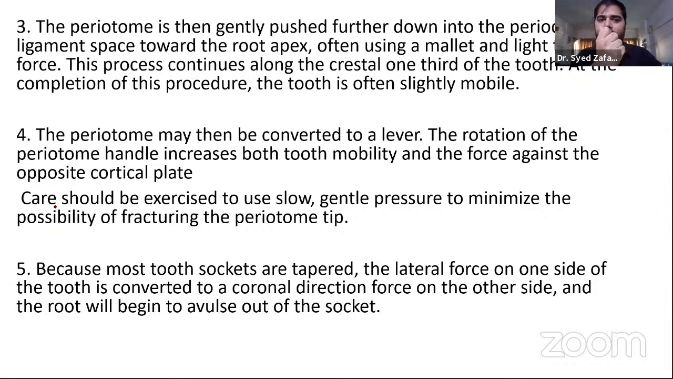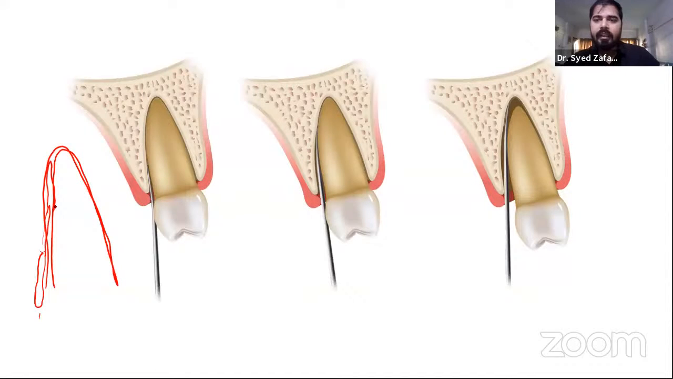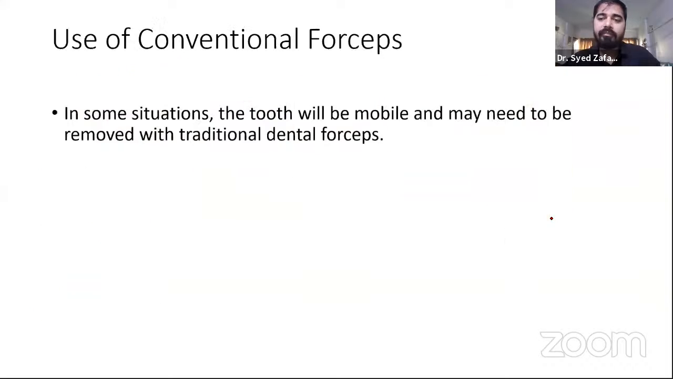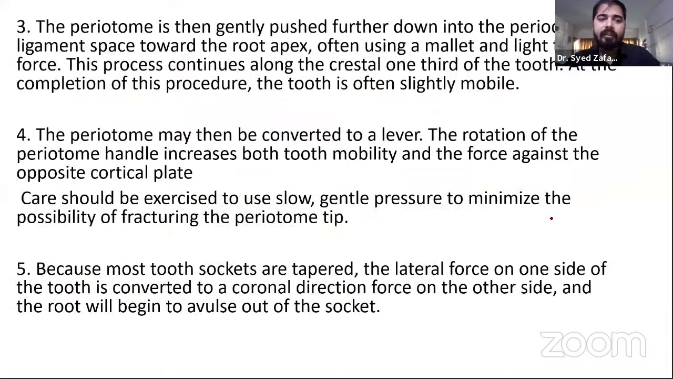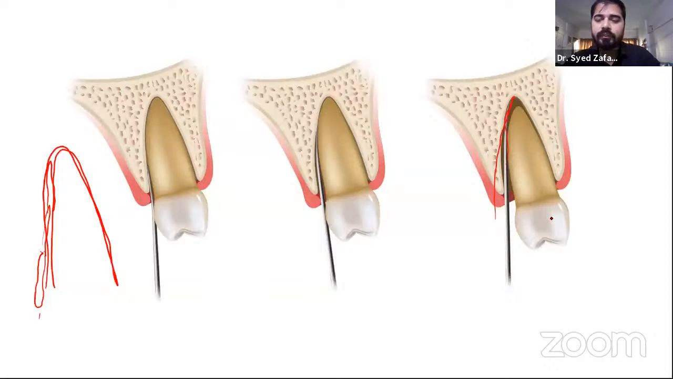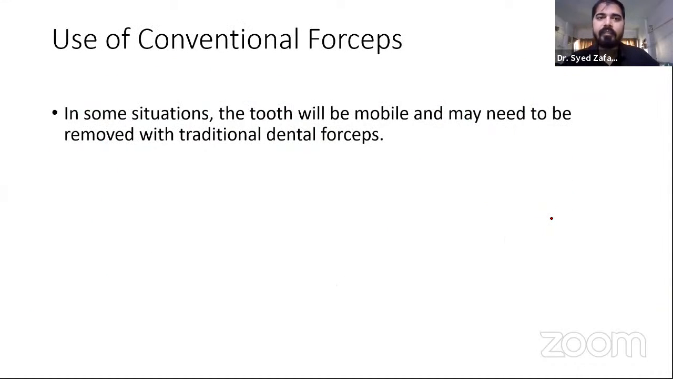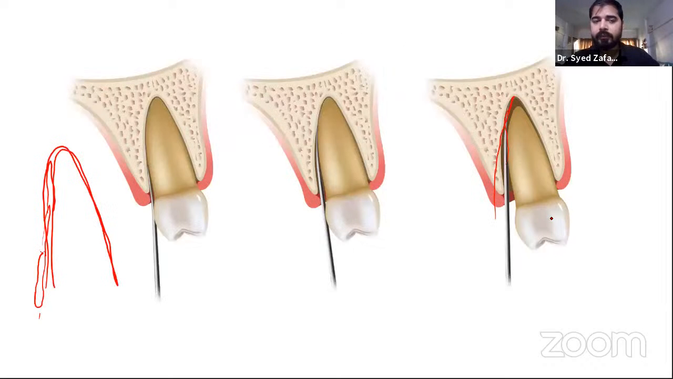Then we will convert into the elevator. Then we will elevate a little bit and rotate it a little bit. As the instrument goes in, it will mobilize the tooth, or the root will luxate out. But if you think the tooth is mobile and grade 2 mobility is there, then we will use a conventional forceps, the normal forceps we use for extraction, only if the tooth is mobile.